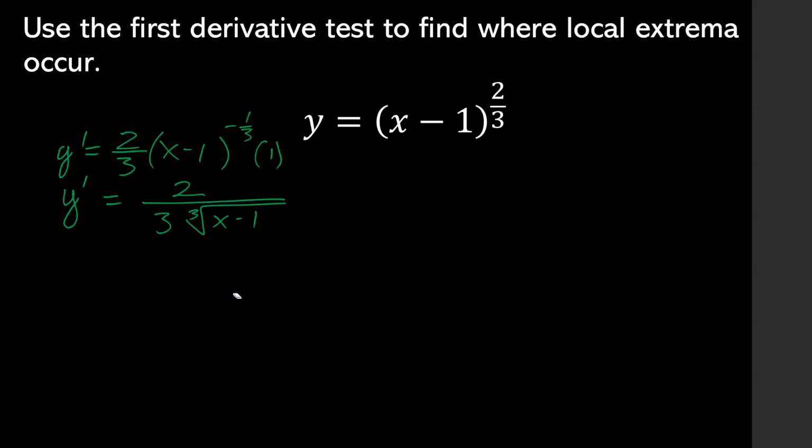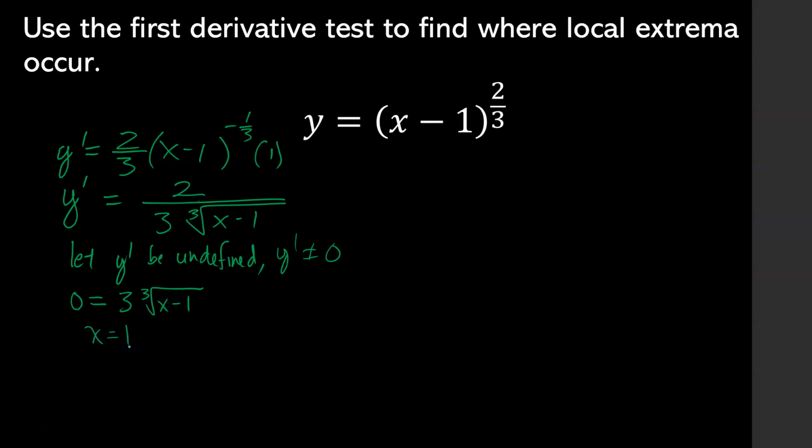Can you tell where y prime is equal to 0? Nowhere. Y prime would be equal to 0 when its numerator is equal to 0. So let's let y prime be undefined. And just tell whoever's reading our work, we already know y prime does not equal 0 anywhere. That way they don't think we forgot. So when is y prime undefined? When y prime's denominator is 0. And hopefully you can do that in your head. That's when x equals 1.